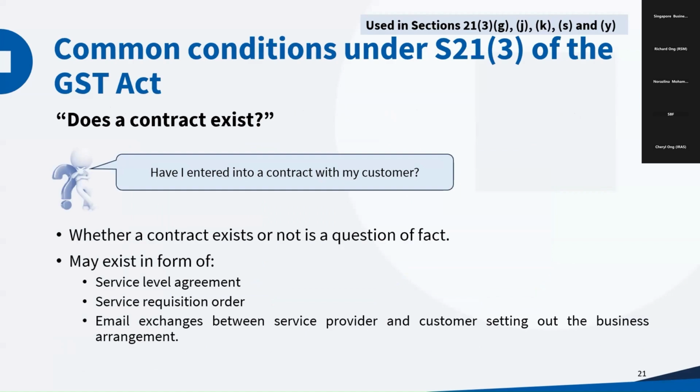So let's start with the under a contract concept. You have to determine whether a contract exists, and this is really a question of fact. A contract can exist via a service level agreement, a service requisition order, and even email exchanges that clearly set out your business arrangement with your customer.